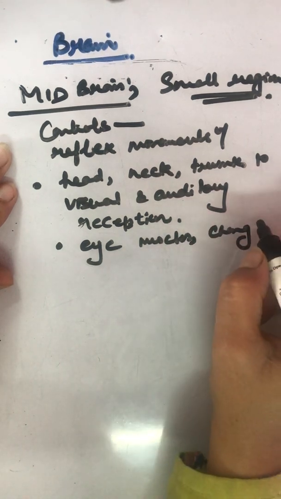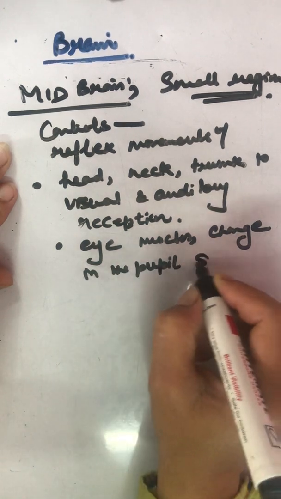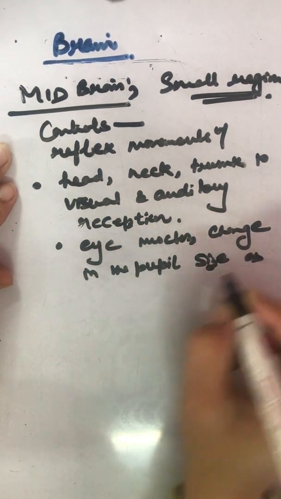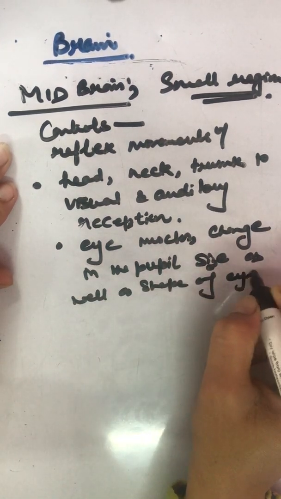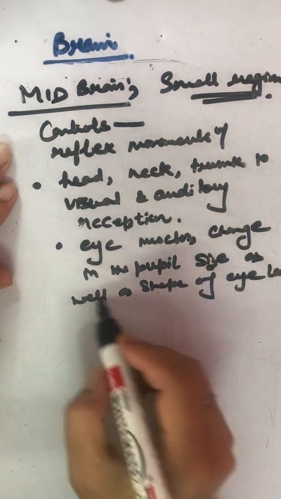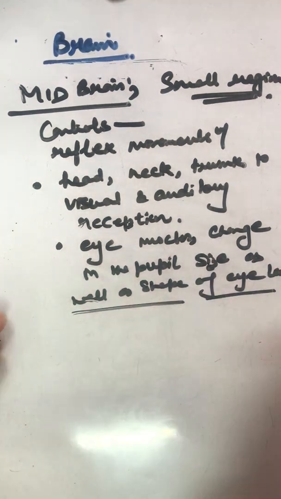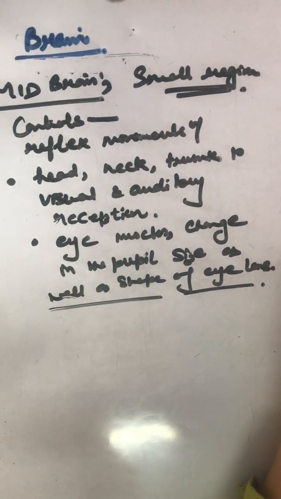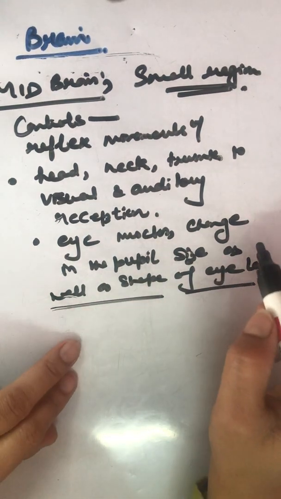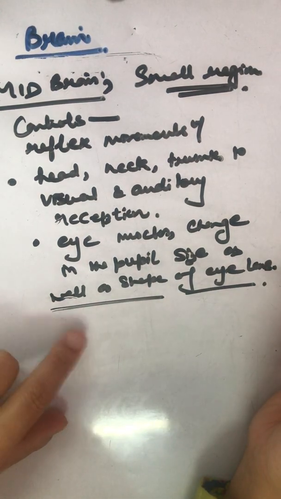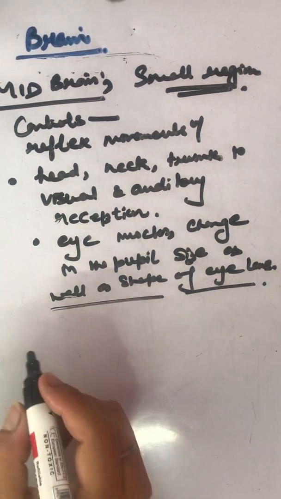What does it basically bring in? Change in the pupil size as well as the shape of the eye lens. Dilation as well as constriction of the pupil whenever we enter a bright light or a dark room. At that time, which portion of the brain is responsible? The midbrain, because it is controlling the eye muscular movement. Third, moving to the hindbrain.